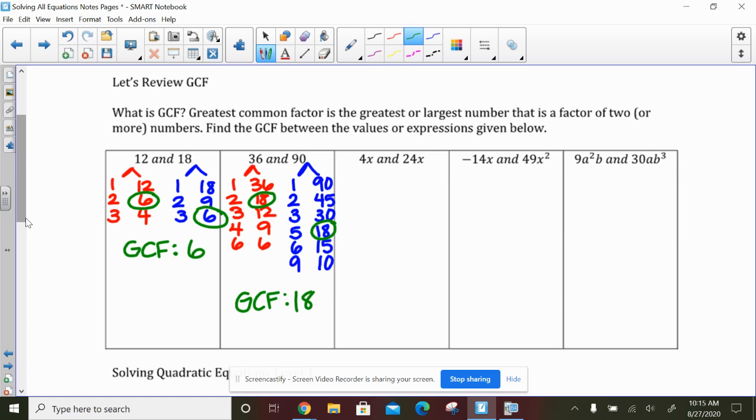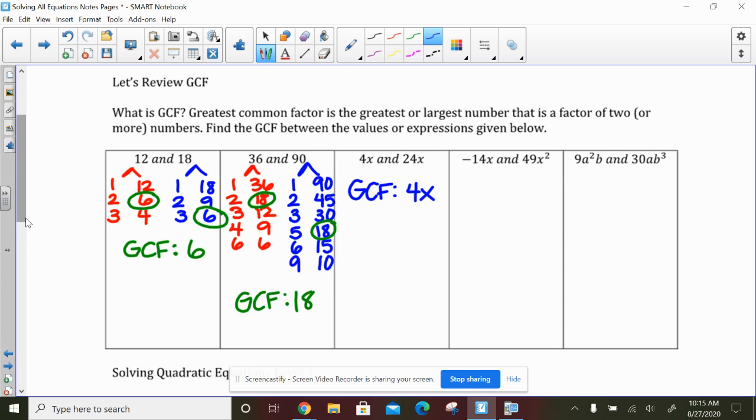Okay, all right, and then the next. Here I know I can divide 4 and 24 by 4. Okay, so I'm just going to use that value, and then they also both have an x. So I can divide both of them by 4x. So this GCF is 4x.